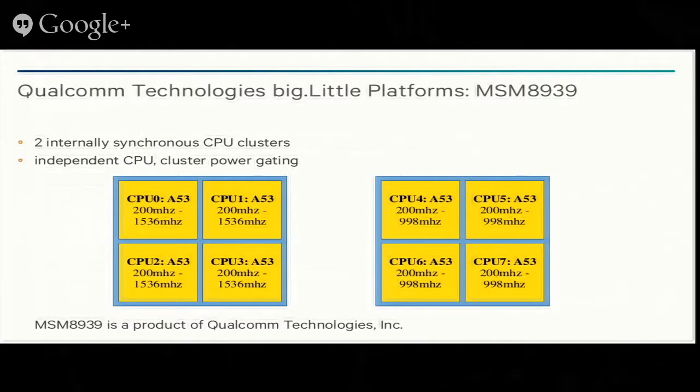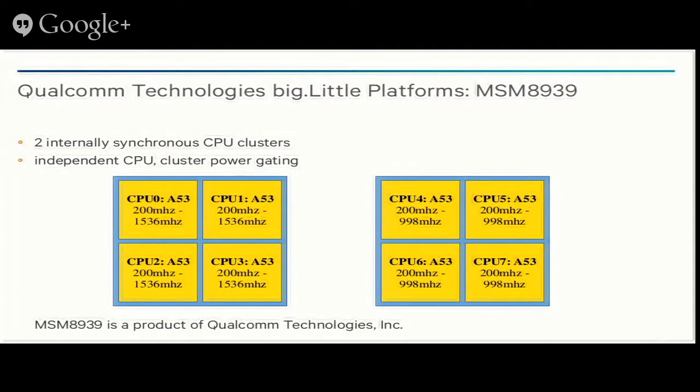There are 2 platforms really that are driving this right now from Qualcomm. So 2 chips, both of them are octa-core. They differ in the CPU topology, and one has 857s, the other one does not. This is the lower end chip, MSM8939. Both chips have independent CPU and cluster power gating. Both of them are internally synchronous within each cluster, asynchronous with respect to the 2 clusters.